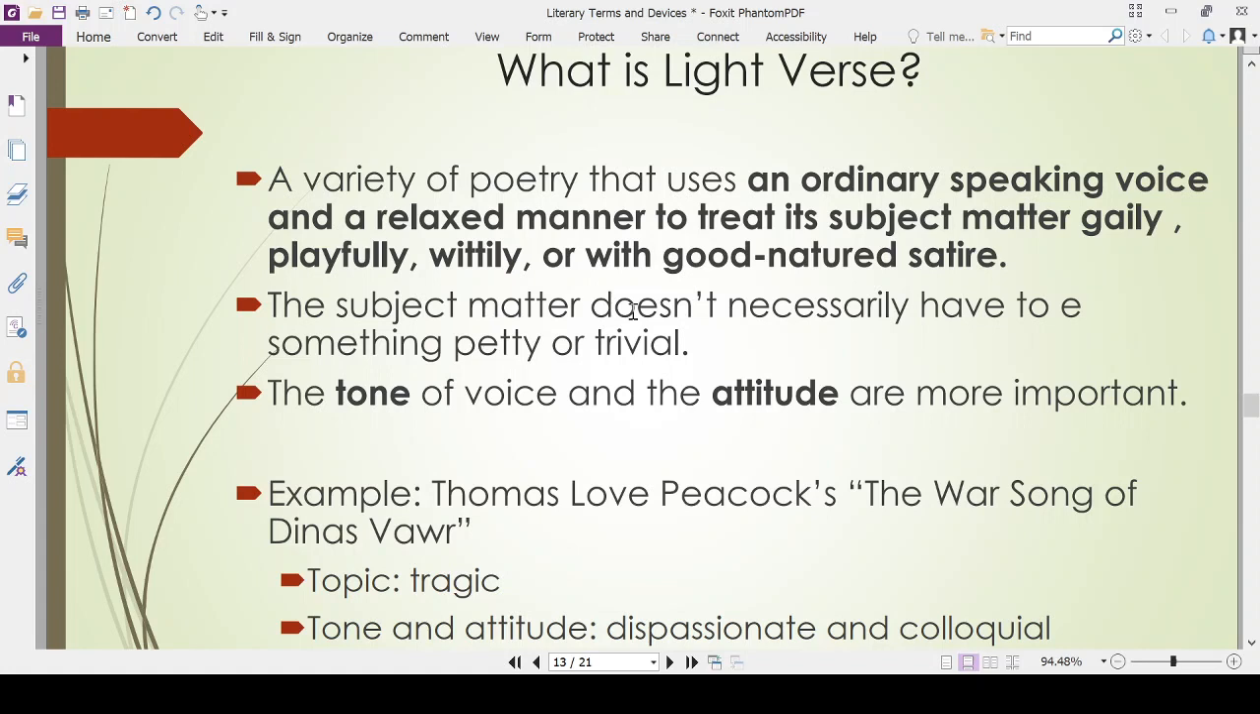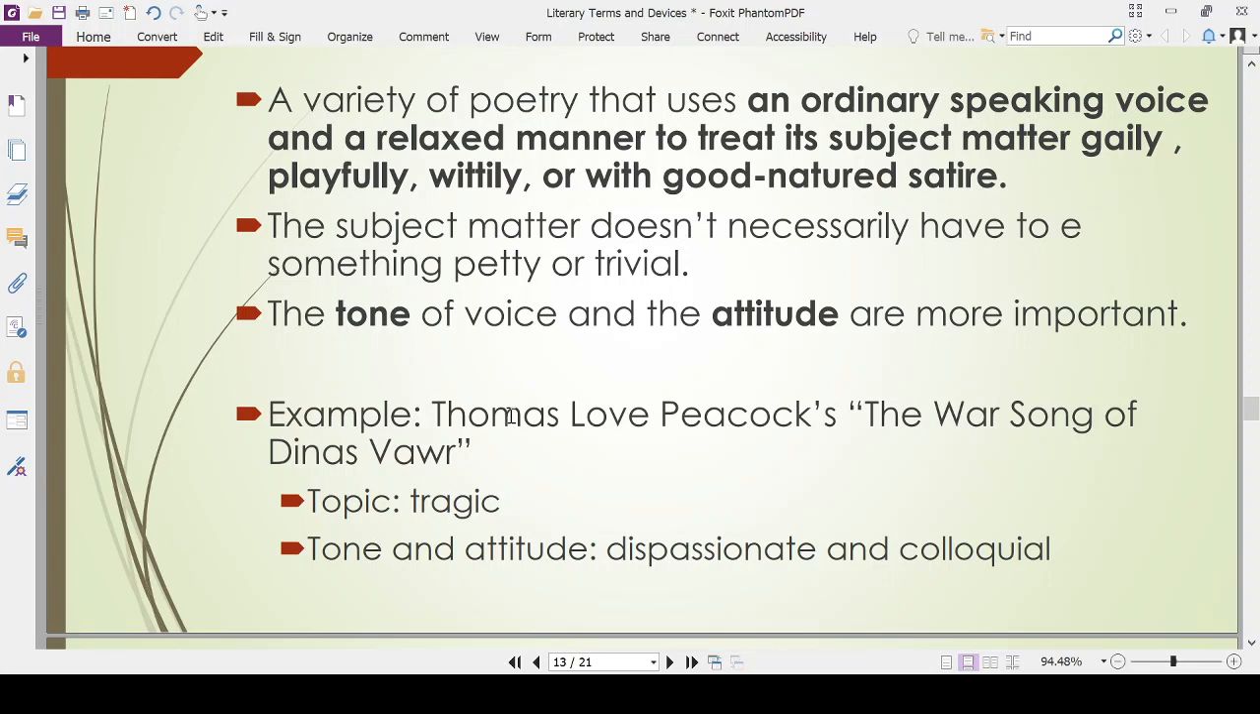It's a tragic topic. However, the tone of voice used in the poem and the attitude of the speaker, those are the qualities which make the poem light verse, because the tone of voice is just very witty and playful, and the attitude is just dispassionate. And so the end product is a poem in which the topic might be something important or even something tragic. However, the treatment of that subject is quite playful and light-hearted. Now, the best example here we have is Thomas Peacock's The War Song of Dinas Vawr, in which the topic is quite tragic. However, the tone is quite dispassionate, and the attitude is colloquial.